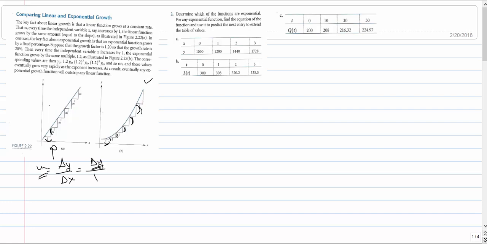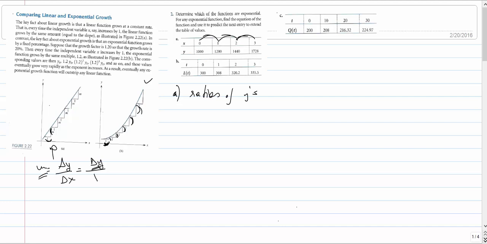Problem 2 says determine which of the functions are exponential. For A, the change in x is 1: 3 minus 2 is 1, 2 minus 1 is 1, 1 minus 0 is 1. So I get the 1 down. Now I'm going to look at the ratios of y's.